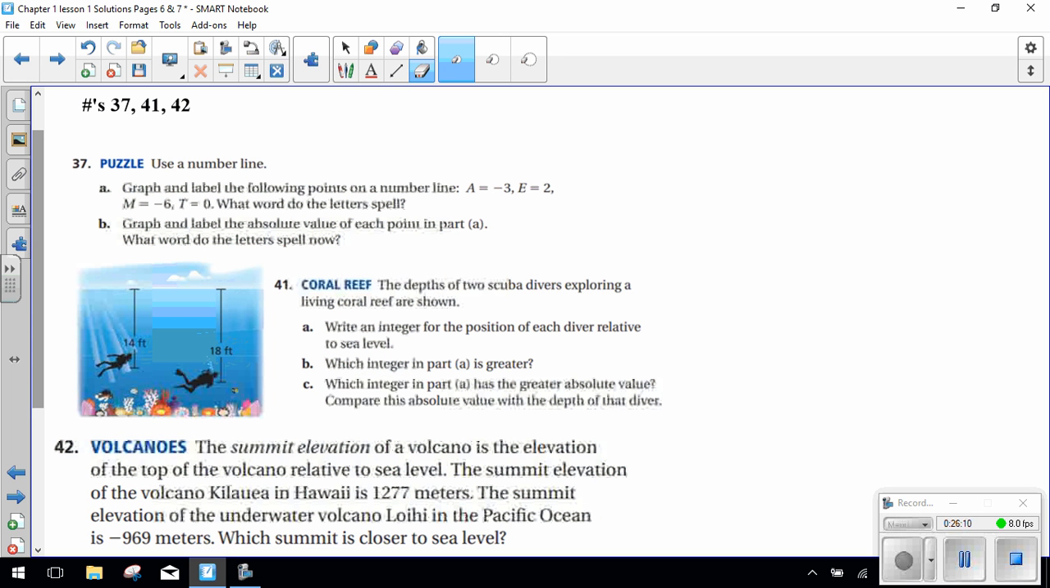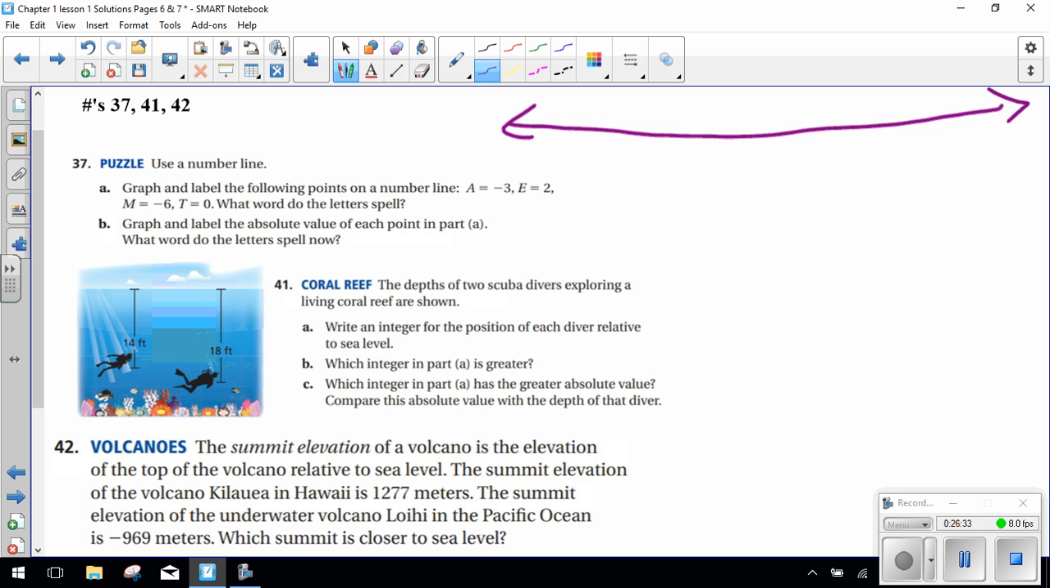So number 37, I'm going to do each one off to the side, one at a time. Use a number line, graph and label the following points on a number line. So A is negative 3, E is 2, M is negative 6, and T equals 0. What do the words spell? So what do we have? Negative 6 to 0. So negative 6, negative 5, negative 4, negative 3, negative 2, negative 1, 0.